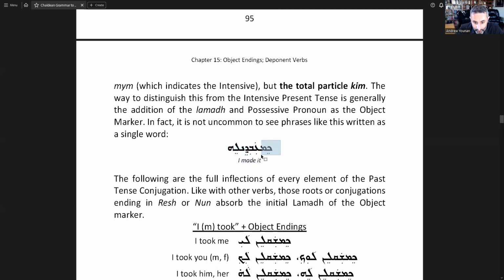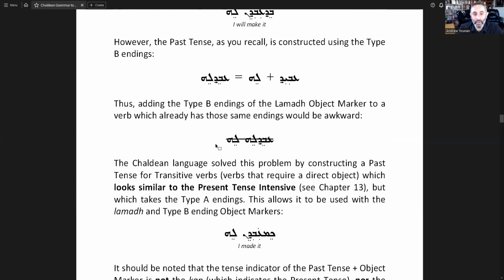So you have the particle kim, you have the root, odhin, type A endings. So this is another weird thing. It's type A endings for a past tense, and then you have the direct object marker. So what's happening here? It's a past tense.